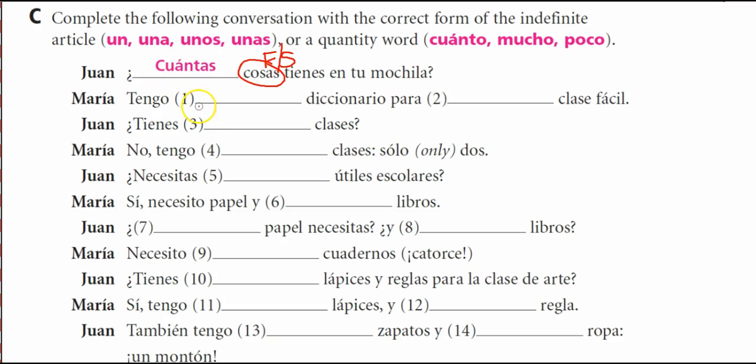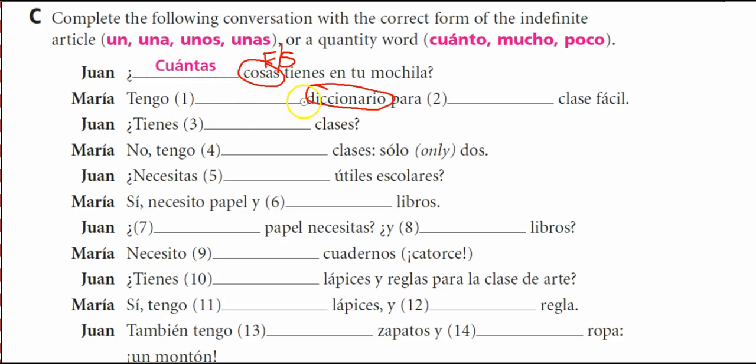So back down in number 1, when we fill in the blank, we're going to be modifying diccionario. So we have to identify the gender and that number of that noun and then put one of the four words that makes sense in the blank. So really apply yourself on this one. Press pause and complete part C. Let's see how you did.